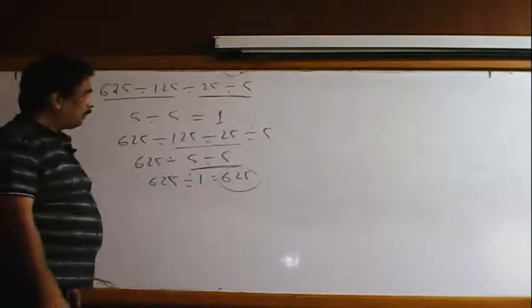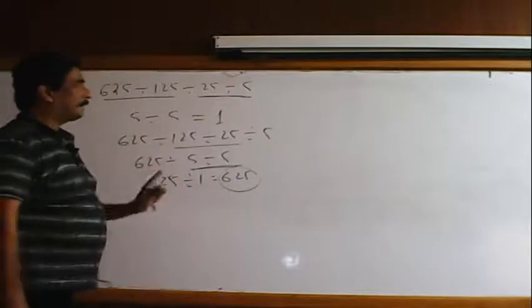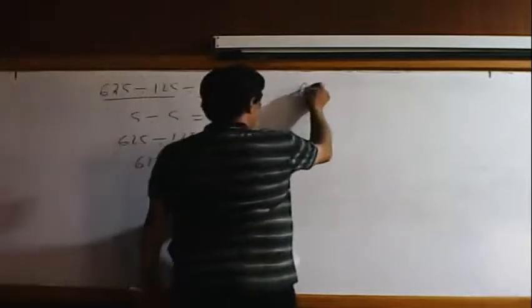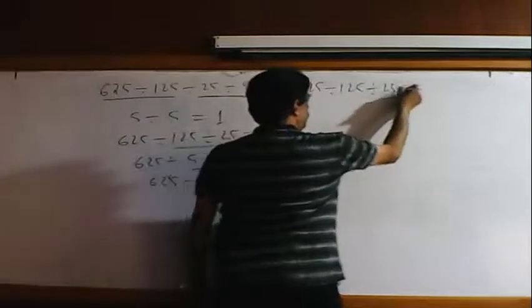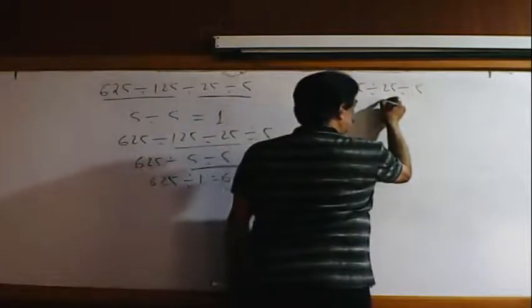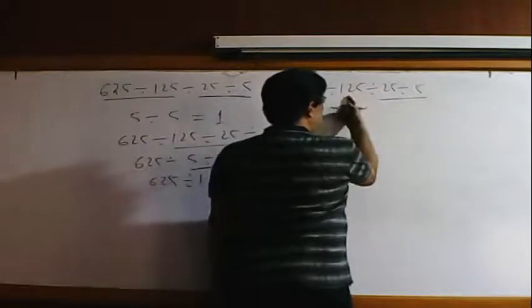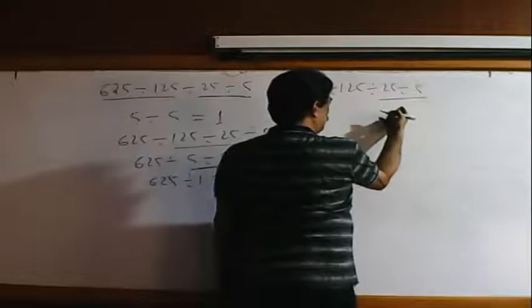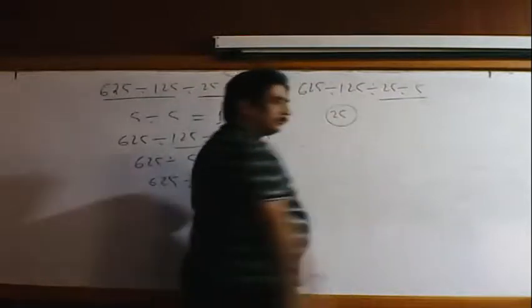Remember from home, when they are giving continuous division, division should always be started from the right side. So 625 divided by 125 divided by 25 divided by 5. Start from right side. 25 by 5, your result is 5. 125 by 5, your result is 25. 625 by 25, your result is 25, and 25 is the right answer.